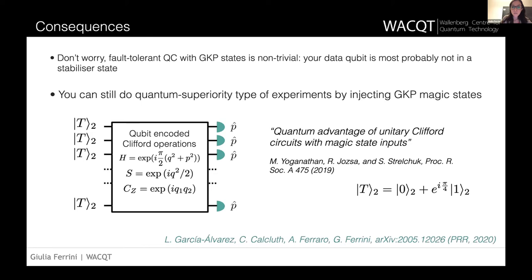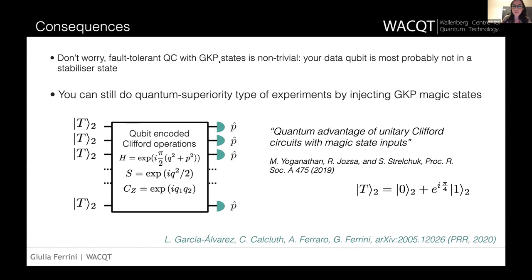Several people asked us about the consequences of this. Since many people use GKP states and codes in the context of error correction, they had a question as to whether quantum error correcting architectures are then trivial. This is not the case, because most probably your encoded qubit in GKP encoding is not in a stabilizer state. You shouldn't be worried that this is a conclusion about the triviality of your quantum computation if you're trying to do that fault-tolerantly just because you use GKP states.